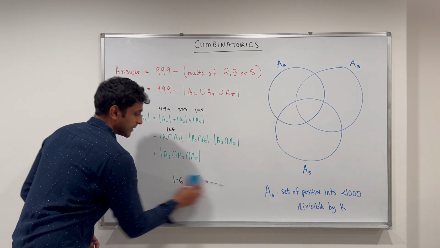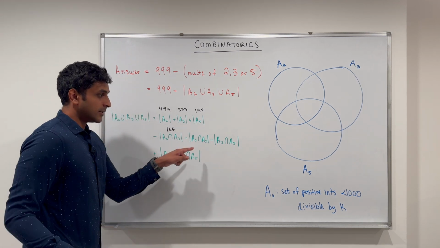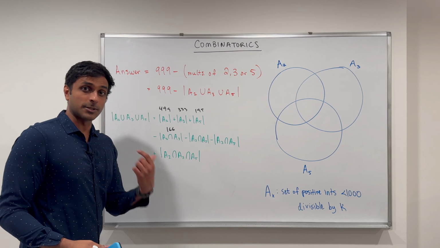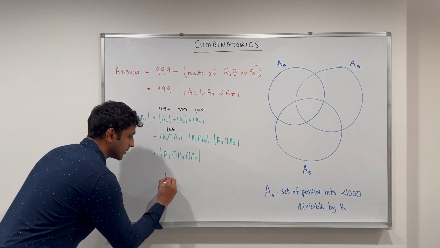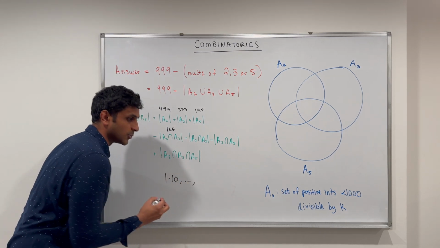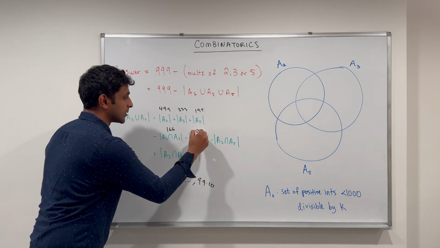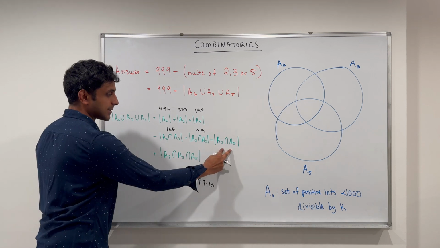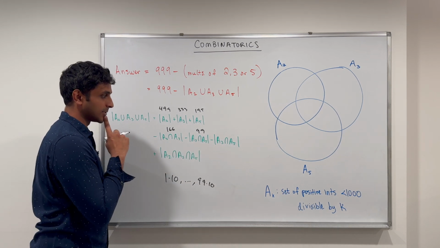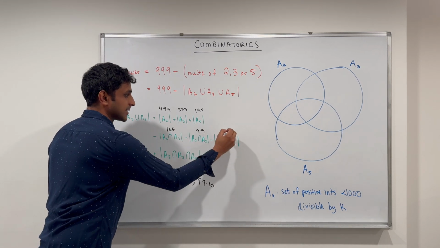Then for 2 and 5, we're counting multiples of 10, so we go from 10, which is 1 times 10, all the way to 990, which is 99 times 10, so that's 99 over here. And then we can apply the same thing here, and I promise you're going to get 66.